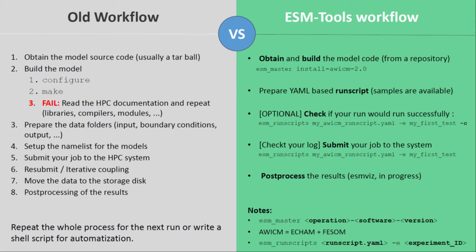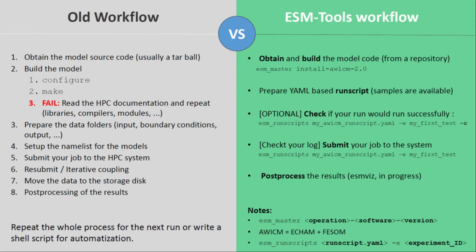Here it is the AWICM, then the version. So this just clones the repository to your hard disk and just builds executables on the supported HPC system. Then you provide your run script, which is based on the YAML format. We already provide the samples in your repository. Then before you run your script with the esm_runscripts command, it is a good idea to check your run to see if it would run successfully.